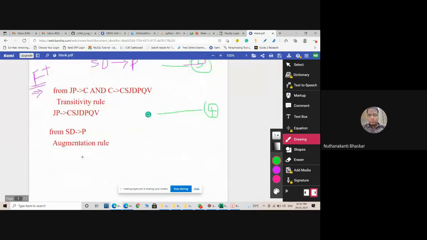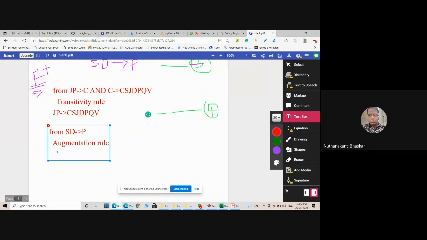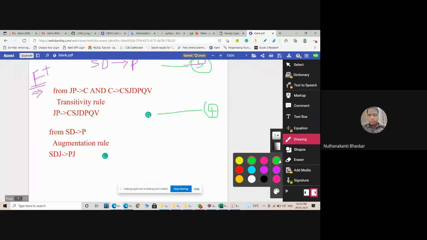So now I am going to apply the augmentation rule on this SD determines P. I am going to apply J on both sides: SDJ determines PJ. Is there any problem based on the augmentation rule? No, sir. No problem. Now this is equation number 5. We are deriving this many functional dependencies.